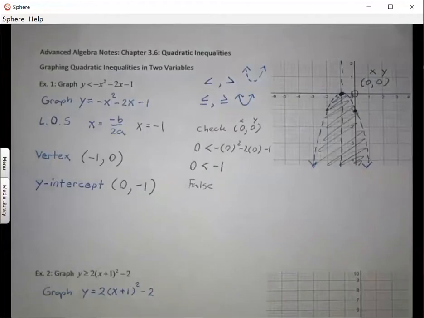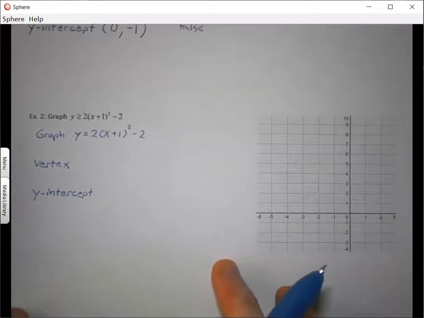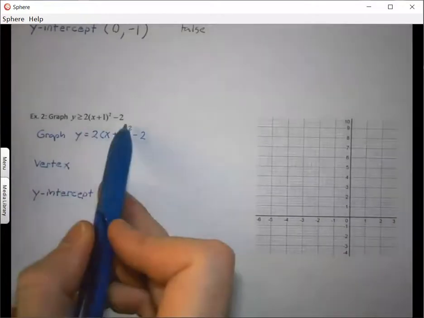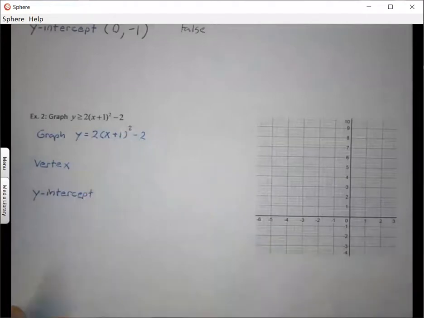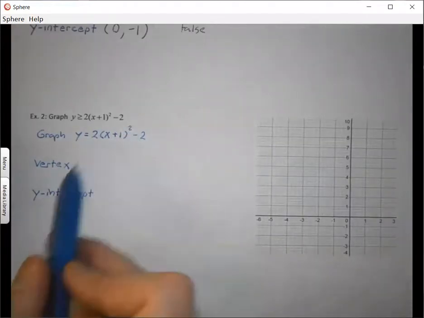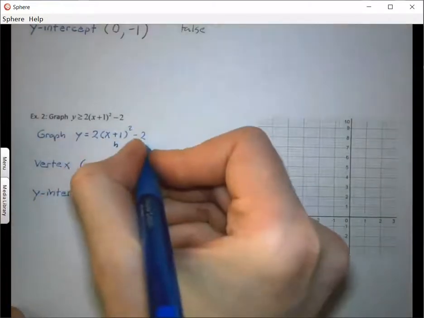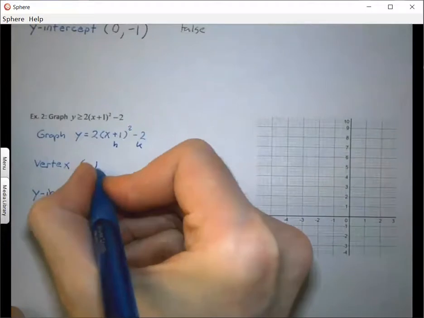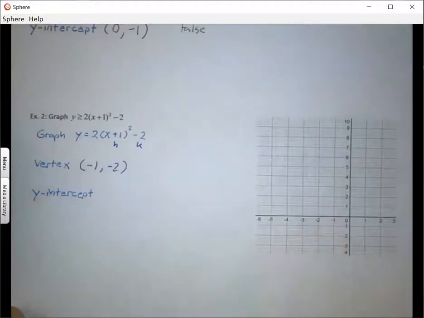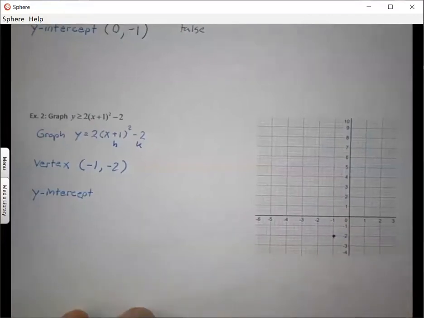All right, let's do one more. So for example 2, this is already written in vertex form. We're going to start the same way. So start as y equals vertex form. So our vertex is going to be h, k, -1, -2. So -1, -2. And remember, your line of symmetry goes through your vertex.